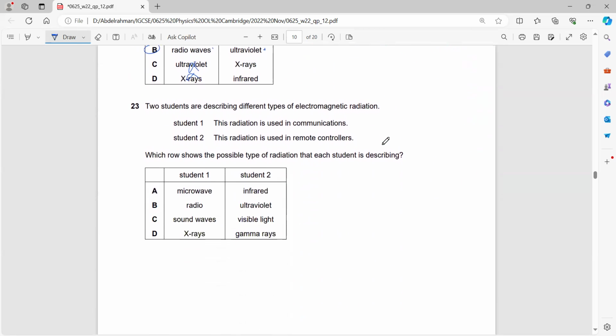Two students are describing the different types of electromagnetic radiation. Which row shows the possible type of radiation that each student is describing? Student 2, the radiation is in remote controllers. So we know that this one is the infrared radiation. So the only right answer would be A. Communications, we can use microwaves, yes.